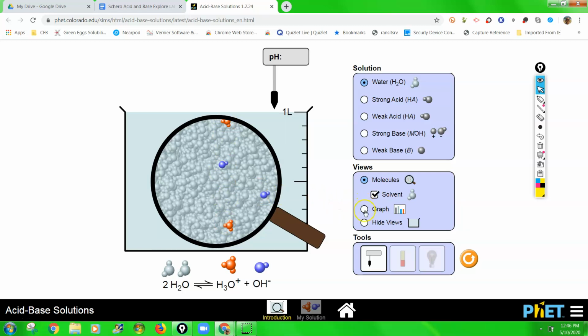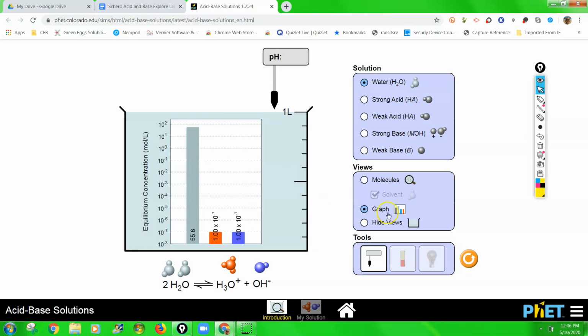Now, if we wanted to be able to see what actual amount we had, we could go look at the graph. And so the graph tells you the exact concentration of the red ones, the hydronium ions, and the blue ones, the hydroxide ions. Now, what can we do with this? We can play with this to change this into a strong acid or a weak acid, or a strong base or a weak base. We can also use our tools, so we can find out what the pH is, in this case the pH of water being 7.